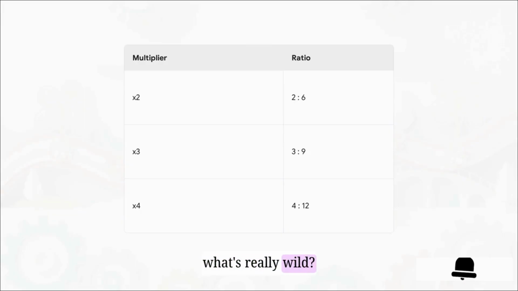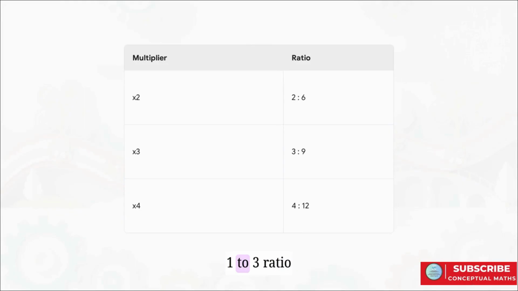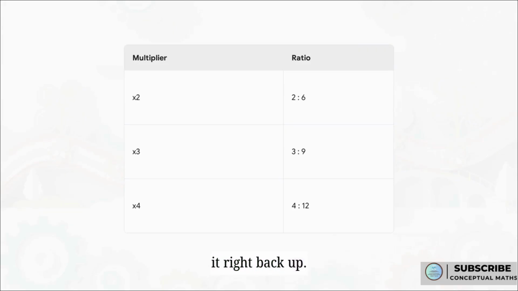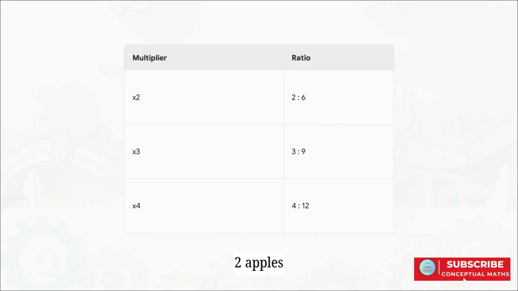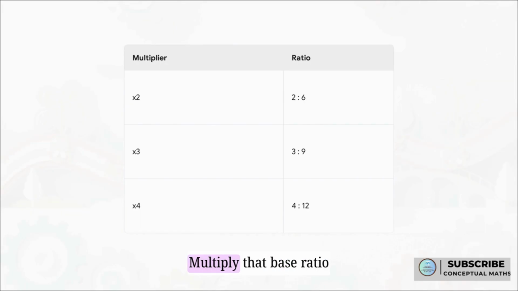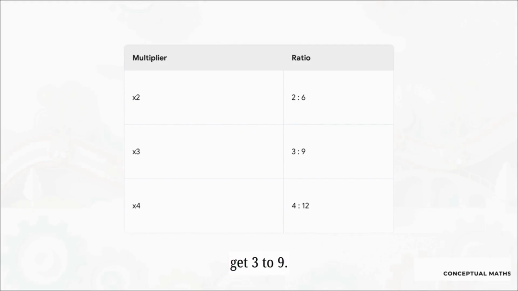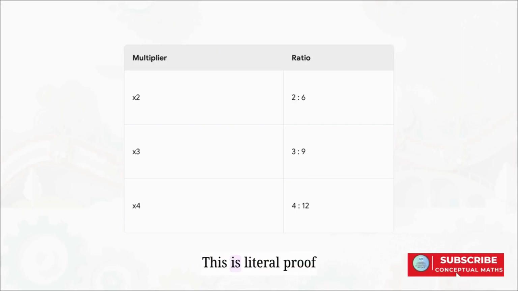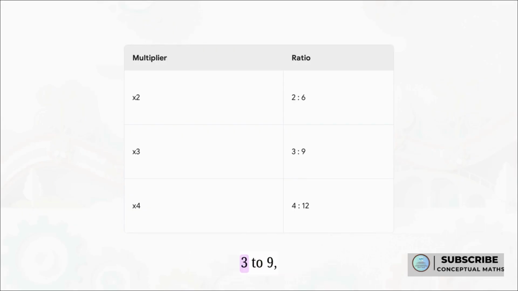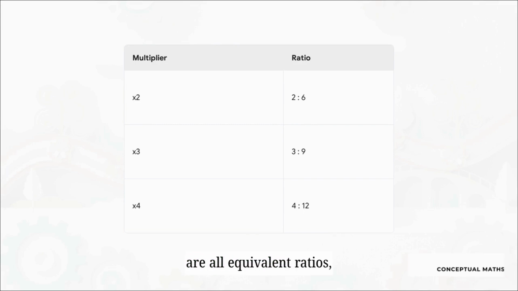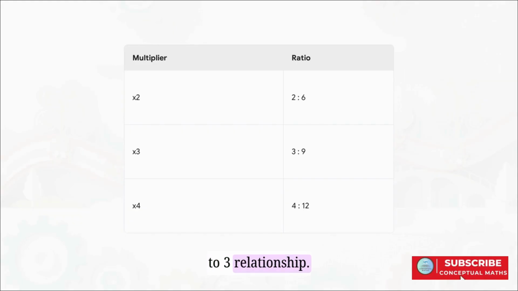And you know what's really wild? We can take that simple 1 to 3 ratio and scale it right back up. Take your 1 to 3 ratio, multiply both sides by 2, and you instantly get 2 to 6. 2 apples for every 6 oranges. Multiply that base ratio by 3, you get 3 to 9. Multiply by 4, and we're right back where we started at 4 to 12. This is literal proof that 2 to 6, 3 to 9, and 4 to 12 are all equivalent ratios, stemming directly from that foundational 1 to 3 relationship.